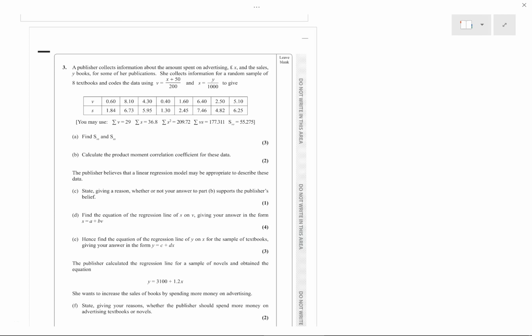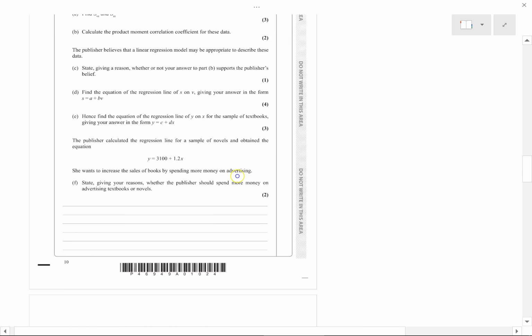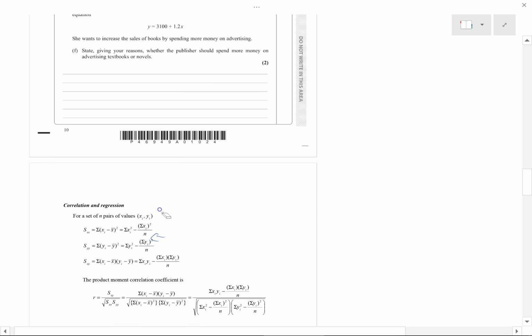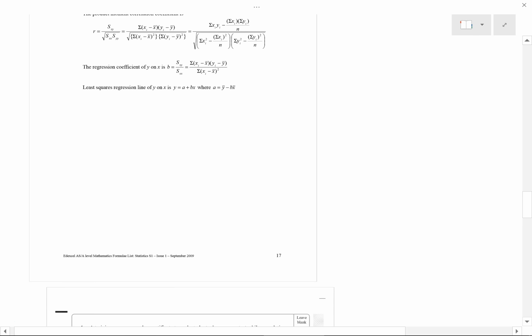Okay, so this is part 2 of the January 2016 International S1 paper for Edexcel. It would be useful for both the home version of S1 and the international version of S1 for Edexcel, because the questions are similar, to be honest. This is all about coding and regression. We have all these formulae for regression, which are given in the formula book. Look at page 17.